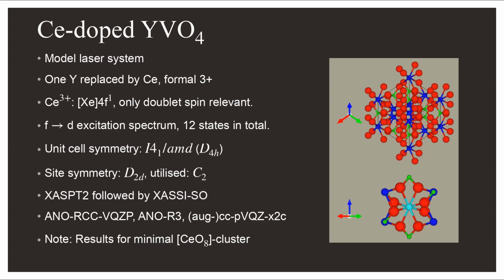And actually, I'm going to break one of the rules I just mentioned to you. So the results I will give you now is strictly for a cerium-oxygen-eight cluster. So I have no real vanadium and no real yttrium. So we are working on this, but this is just some first set of test calculations.